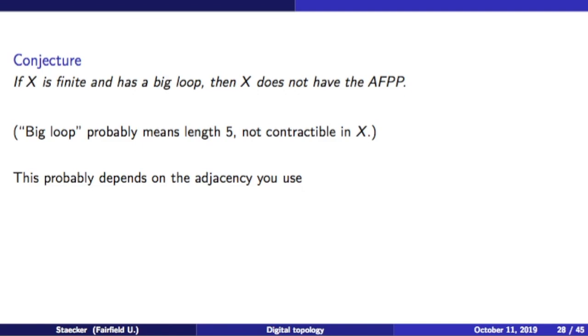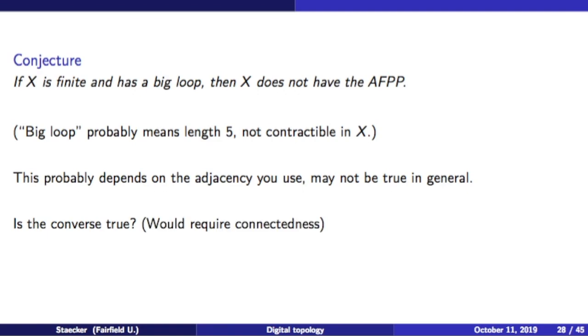And of course, by big loop, I mean not a contractible loop, a loop which has empty space inside. Probably this depends on the adjacency you use. I don't know if this is always going to be true, and it might just be false. It would be interesting to think about the converse. If X does not have the approximate fixed point property, does that automatically mean there must be a big loop inside? I don't know. This would require X to be connected. If it's not connected, you can just swap the two components, and that will have no approximate fixed points.